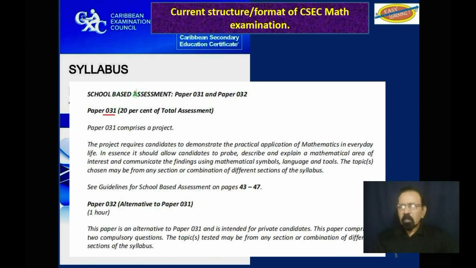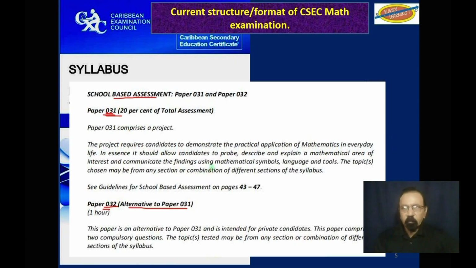If you are in school, you know that better as school-based assessment, SBA, where your teacher may either ask you to come up with this or give you certain suggestions to do research to obtain data, and then you would have to do some statistical analysis on that data. That is, if you are in school, you do Paper 031. If you are writing this exam as a private candidate, then you would write Paper 032, which is an alternative to Paper 031. In this case, you will be given data and asked to do some statistical analysis on the data in the exam.